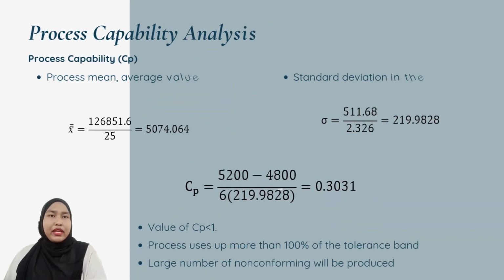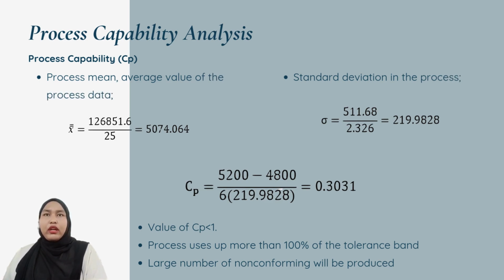For process capability analysis, we start with the process capability, which is Cp, where the process mean X bar equals 5074.064 and the standard deviation sigma equals 219.9828. We calculate Cp by using the formula before, and we get 0.3031, where the value of Cp is lower than 1, and the process uses up more than 100% of the tolerance band, where a large number of non-conforming items will be produced.